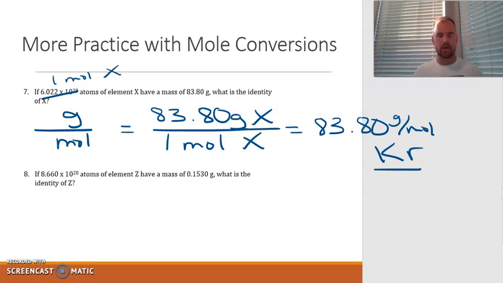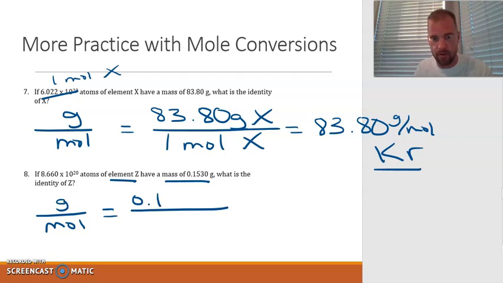Let's look at letter 8. Number 8. Whew, it's getting late. Very similar, but we're going to have to do a little bit more in this problem. So it says if 8.660 times 10 to the 20th atoms of element Z has a mass of 0.1530 grams, what is the identity? So very similar, right? We need to figure out what is the molar mass, grams per mole, because then once we know that, we can solve the problem. Well, I know what the mass is, 0.1530. I need to know how many moles, what quantity, is that equal to?